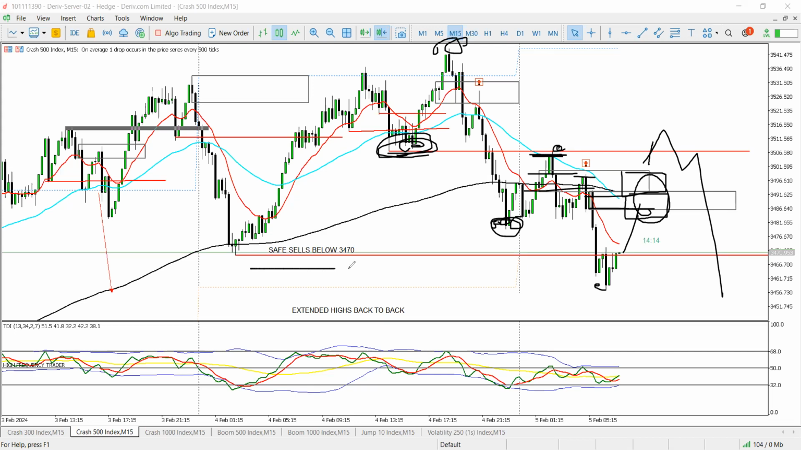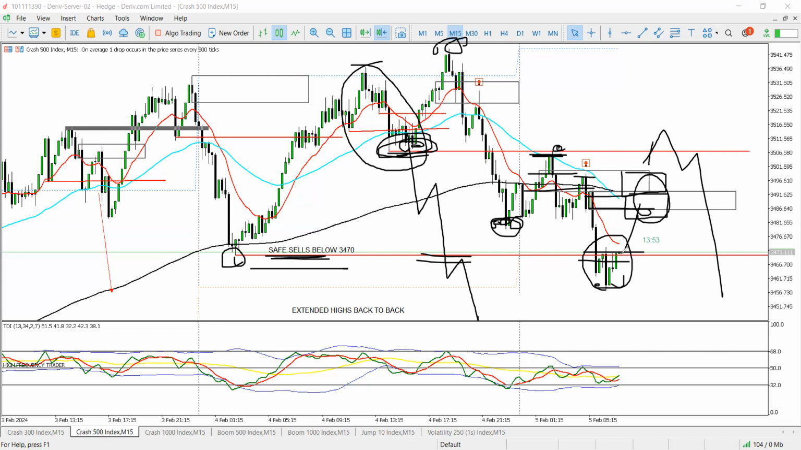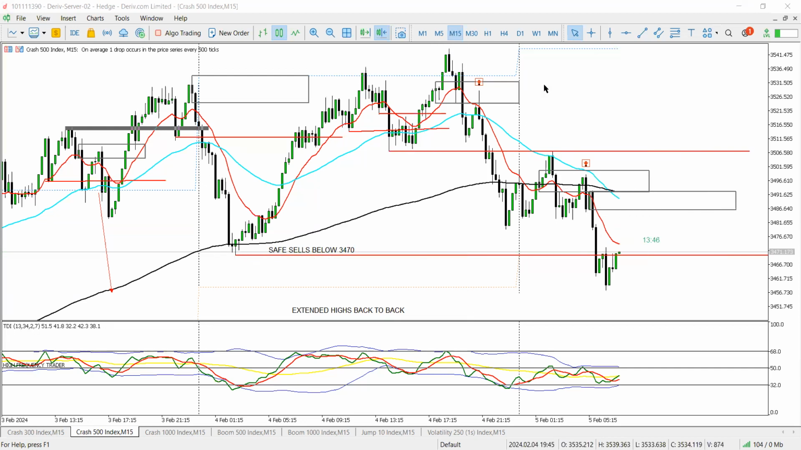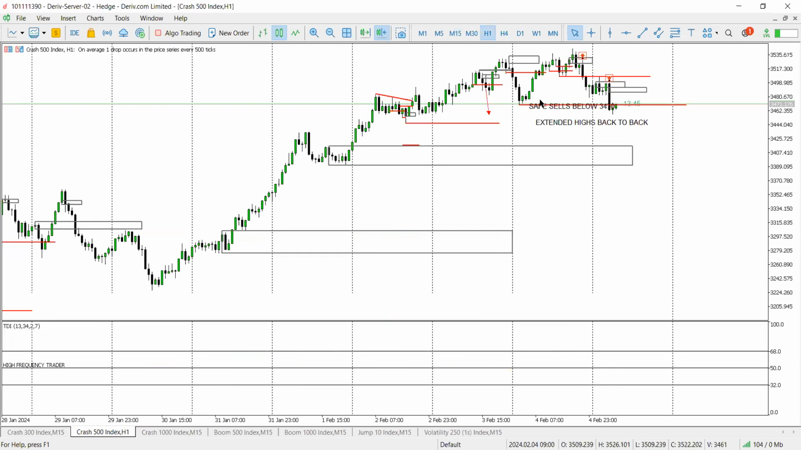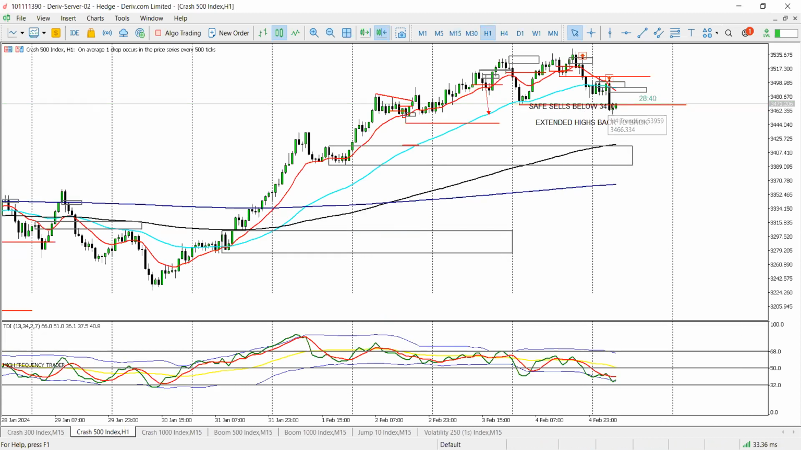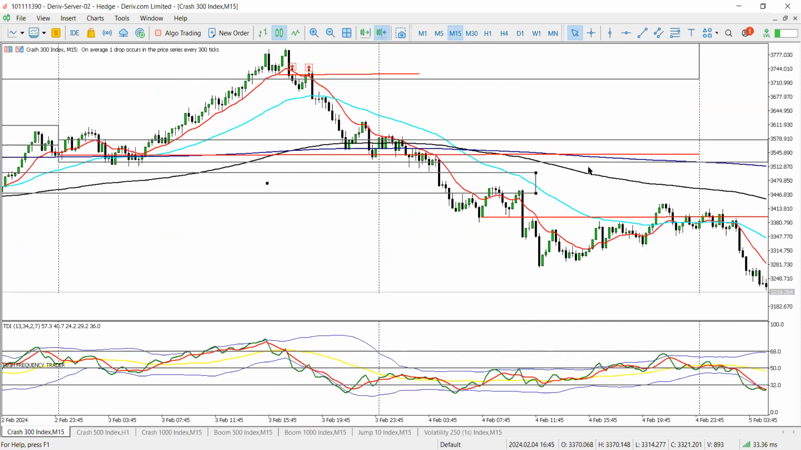From yesterday, we had these safe sells before 34.70 based off this setup. If price had continued coming down, we're going to look for safe sells here. For me, it's still possible to actually sell beyond the zone. For now, I feel like liquidity has been taken out below here. Sell stops triggered, so price is going to take them out first before it continues down if it wants to push down. That's my current view for C5.